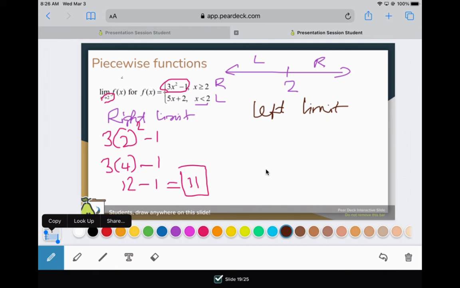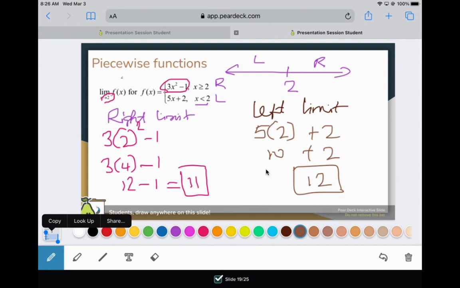I will plug it in, but which function should I plug it in? The next one, right? The one on the bottom? Yes, the second function. So I will have 5 times 2 plus 2, 10 plus 2. This gives me 12. So the right limit is 12. The left limit is 11.